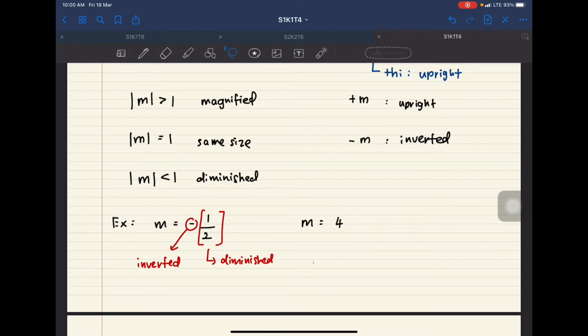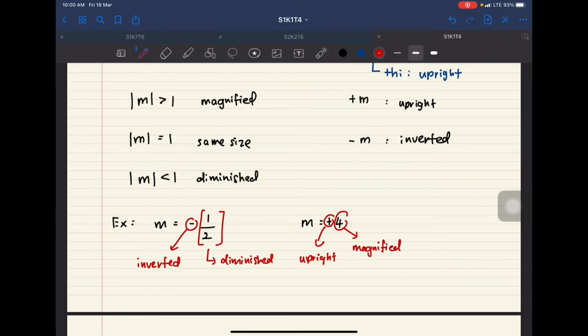Okay, another example, m equals 4. So m equals 4 is basically m equals positive 4. Again, the positive here means it is upright, while the 4 here represents magnified.